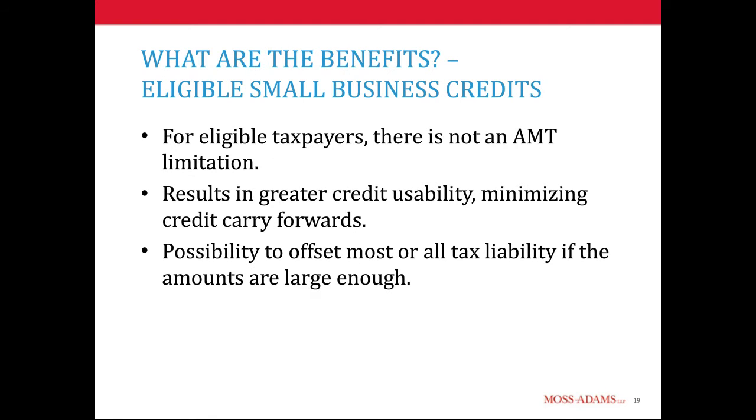So what are the benefits? As mentioned, you get to take away that AMT limitation, so you can use it to possibly offset up to all of your regular tax liability. There are some additional limitations that need to be considered, but you could use a significant portion to offset your tax liability. This results in greater usability in the current year, so you're not having to carry forward those credits to a subsequent year.